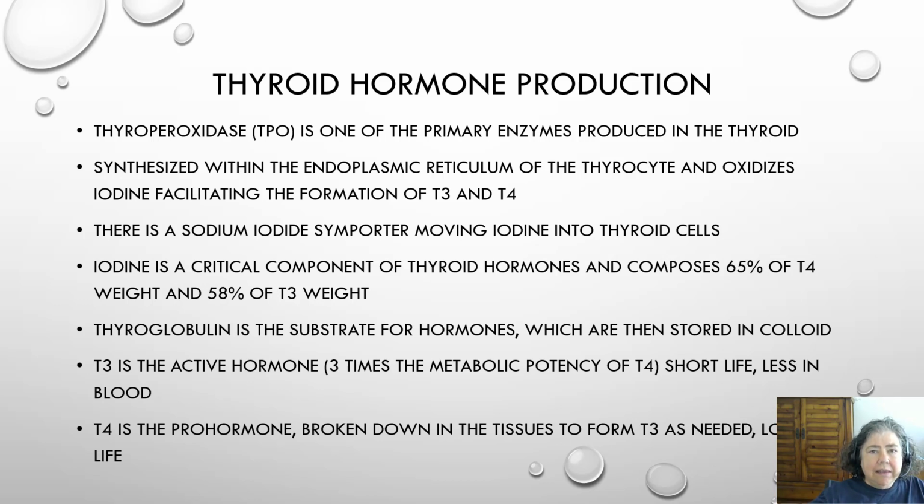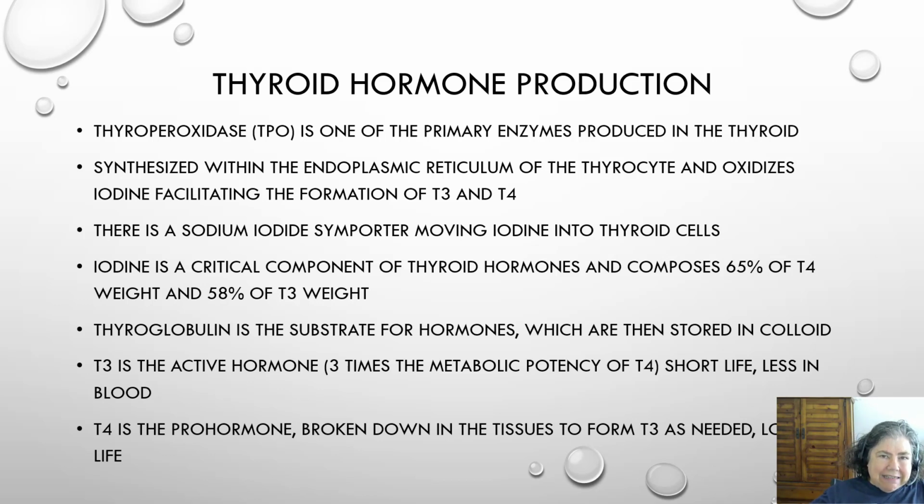And if you look at thyroid hormones, the iodine is a critical component and comprises more than half of the weight of a given thyroxine or triiodothyronine molecule. The glycoprotein in the colloid, thyroglobulin, is the substrate for the hormones. And once the hormones are made, they are stored in the colloid.